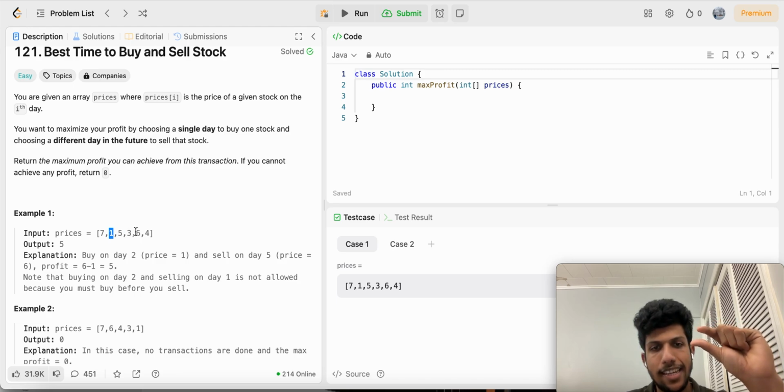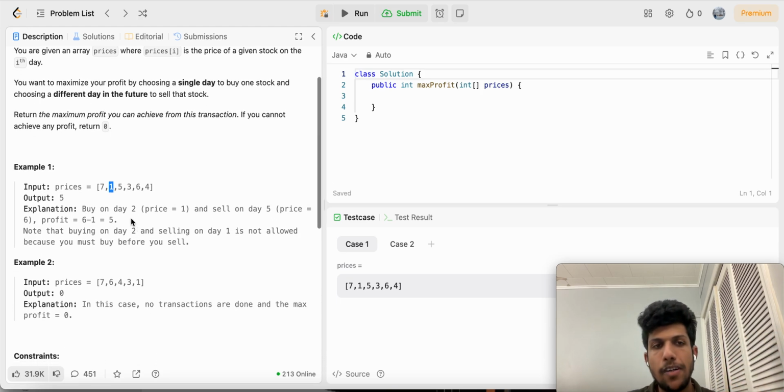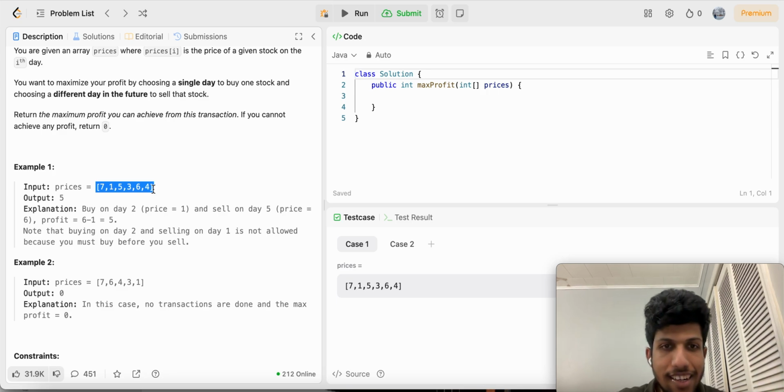Now when I come to price 6, the profit would be 6 minus 1, because 1 is the minimum price that is there, because no value is smaller than 1 until we have reached 6, right? So after iterating through the whole array, whatever max profit is coming out, that is our answer, right? So let's go through the solution, and then you would understand it better.